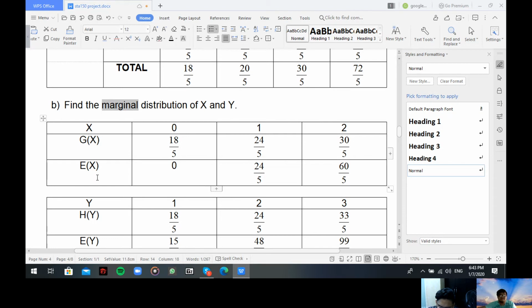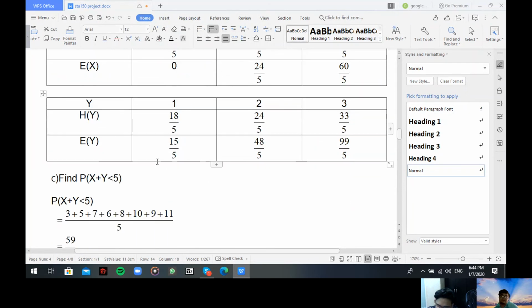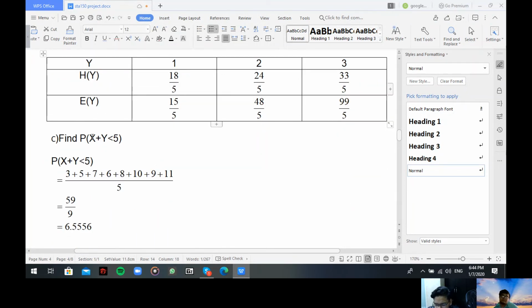And then for E(X), the formula of E(X) is the sum of x times g(x). So you just need to multiply g(x) and x. So g(x) is 18 over 5, you multiply by 0, you will get 0. And then this, you just multiply and you will get 20 over 5, and then this 30 over 5, and this you will get 60 over 5. And the same thing you need to do with y. Y equals 1, y equals 2, so you just need to copy it. Okay, done for question B.